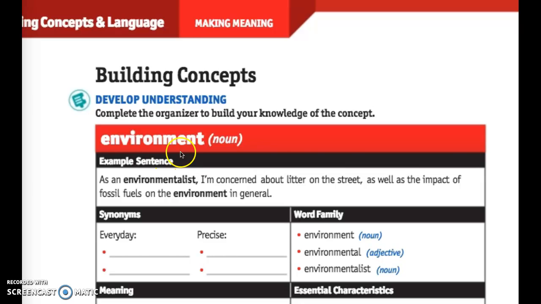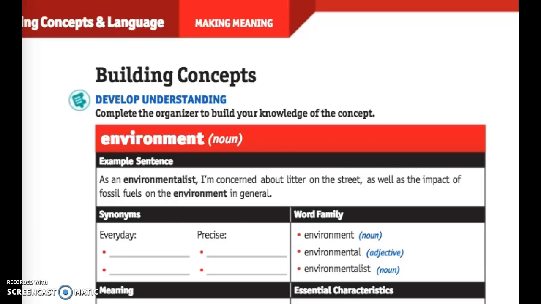Now, in this example sentence here, it says, as an environmentalist, I'm concerned about litter on the street, as well as the impact of fossil fuels on the environment in general. It's kind of a long sentence, so let's break it down. First off, I want you to underline litter on the street. So if that is an example of something that damages the environment, what does that tell us about the meaning of the word environment? If there's litter all over the place, then this has to give us a hint to what environment means. And it probably means something along the lines of all over the place.